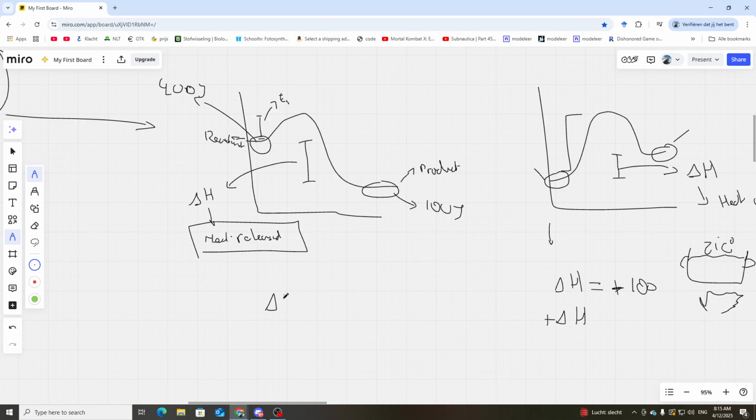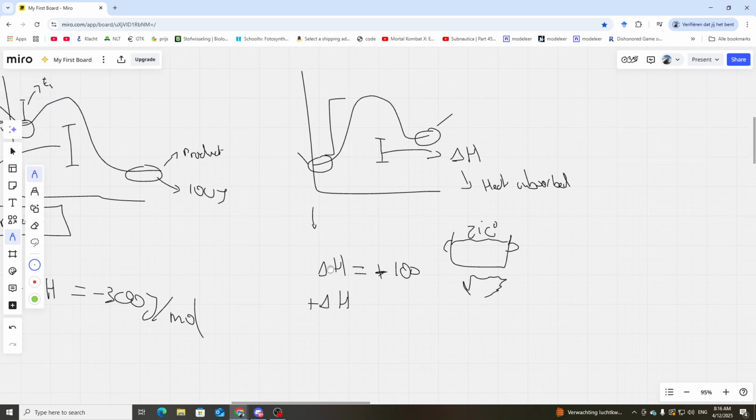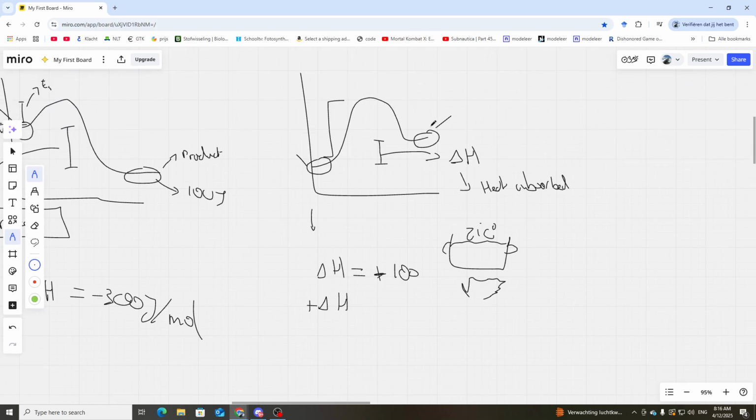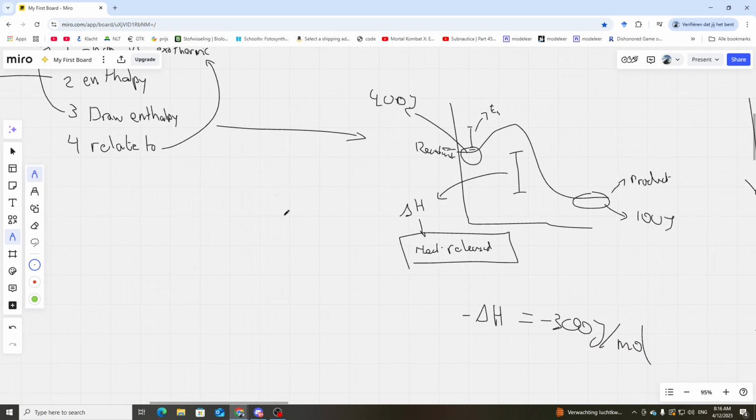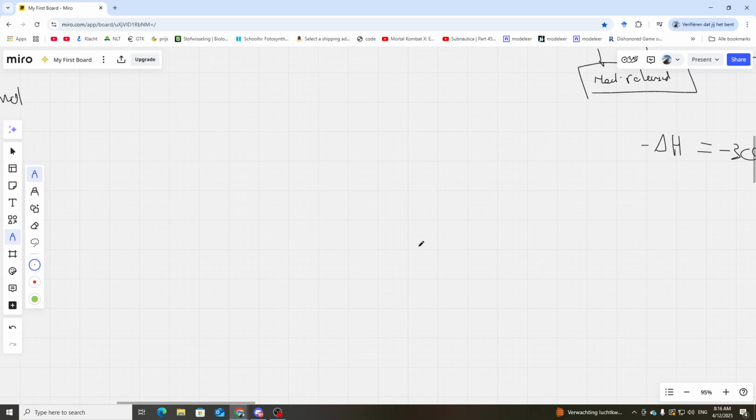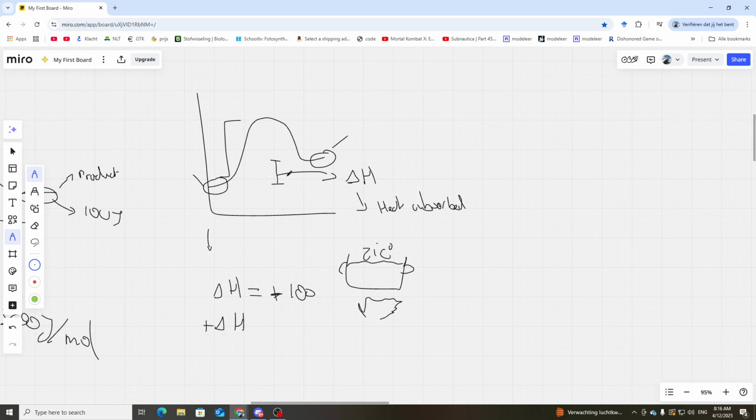We are increasing the energy in the bonds. And then here we are decreasing the energy within the bonds. We start, let's say, at 400, end at 100. So our difference here is minus 300 joules per mole. Yeah? So a negative delta H means you are exothermic. Positive delta H means you are endothermic. Yippee! Is that it? Let's see. Yeah, so that's how it relates to exo and endothermic. Yeah, I think that's good.